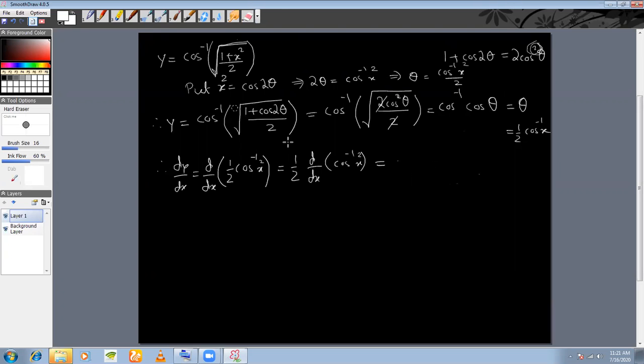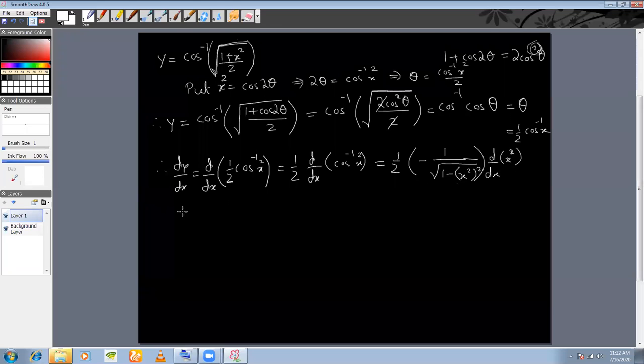Okay, so now what does it become? This becomes half into minus 1 by root 1 minus x square whole square into the d dx of x square, isn't it? So this becomes minus 1 by 2 root 1 minus x to the power of 4 into 2x. So 2 and 2 will cancel. So we simply get minus x by root 1 minus x to the power of 4. So this is your answer.